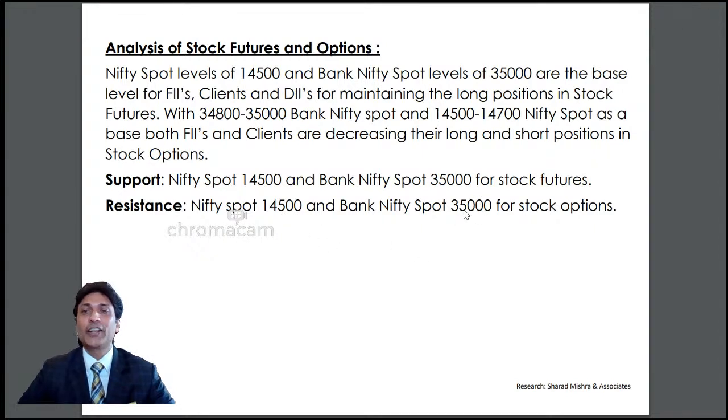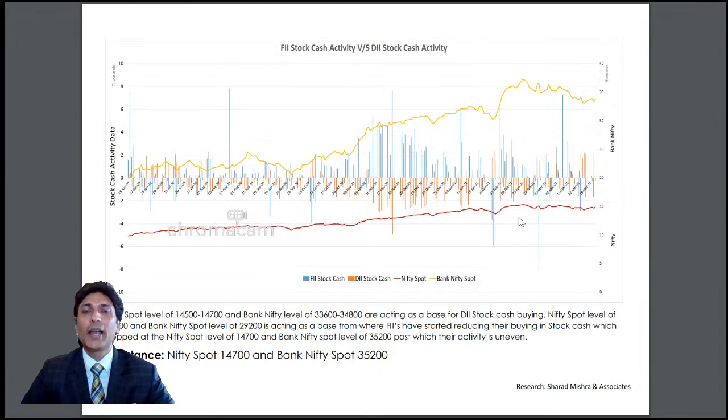So what does it mean? Till 14,500 is taken out, we'll keep on seeing that FIIs will keep creating longs in stock futures, and they are short in stock options, means they are buying more put and they are selling more calls at these levels. Two more things: FII stock cash activity versus DII stock cash activity. Our data says that Nifty spot 14,700 and Bank Nifty spot 35,200 is a strong resistance on the upside.